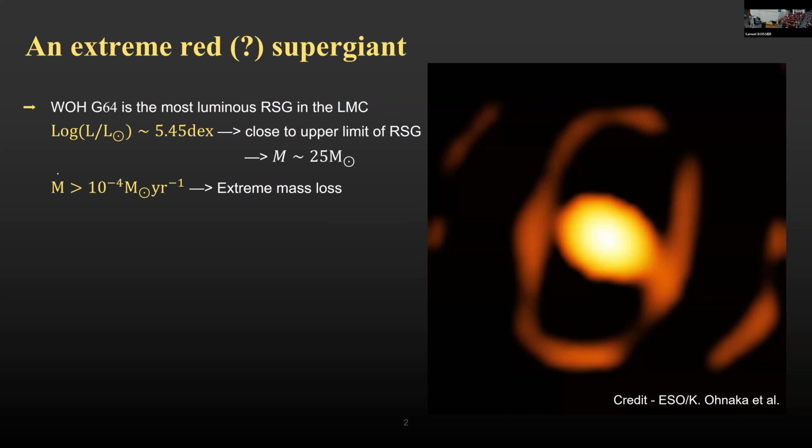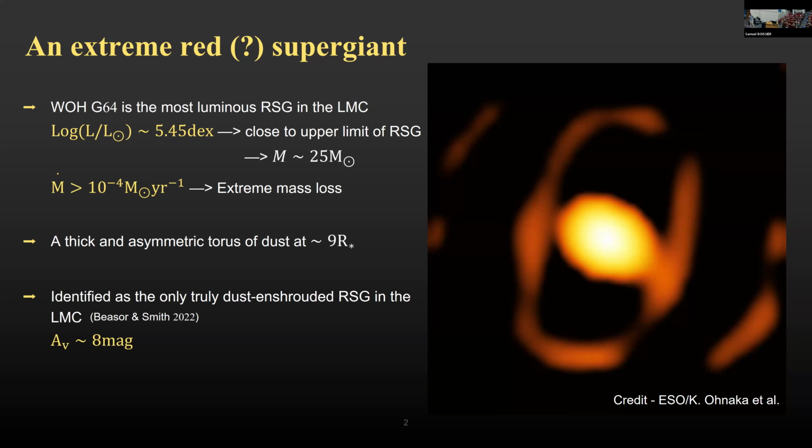So this is a VLTI image of this star, and it is the only image of a star that is taken in this detail outside of our own galaxy. And you can see that there is an asymmetric torus of dust around the star, which hints that there might have been previous extreme mass loss events in the past. It is also identified as the only truly dust-enshrouded red supergiant in the LMC, and that is particularly because of this extreme extinction of 8 magnitudes.